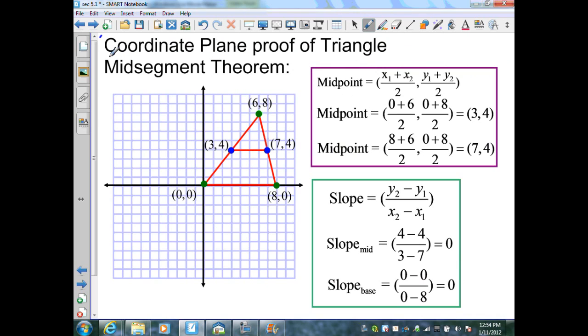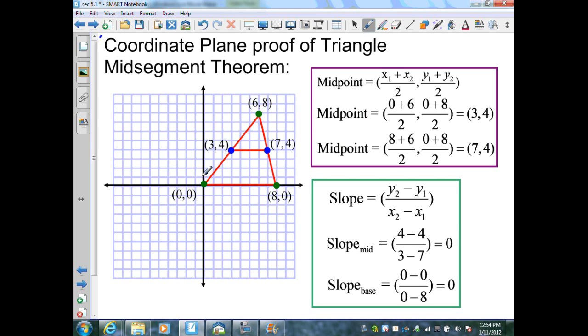Here's a proof represented in the coordinate plane. I'm given the vertices of a triangle to be (0, 0), (6, 8), and (8, 0). Here I determine the midpoint of the first segment, (0, 0) and (6, 8). When I substitute into the formula, I get (3, 4), which is demonstrated here in the blue vertex. And for the next side of the triangle, I find its midpoint and determine that ordered pair to be (7, 4). So therefore, I have a segment that intersects two sides of a triangle.